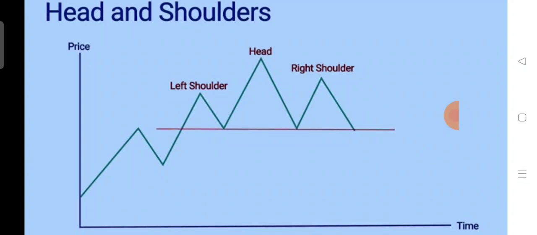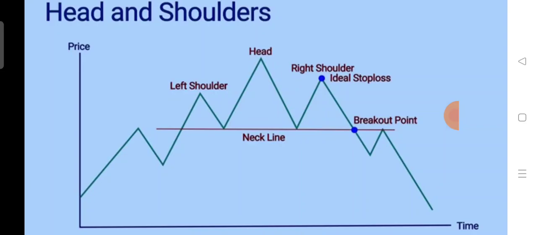If we join the bottoms that are formed in between, we find the neckline of the pattern. Now, if price moves below the neckline, then this is a bearish reversal. A bearish reversal can fail also. Price may eventually go higher also. So keep that in mind, that price breaking down the neckline is not a sacrosanct signal that the price would move lower and lower and lower.